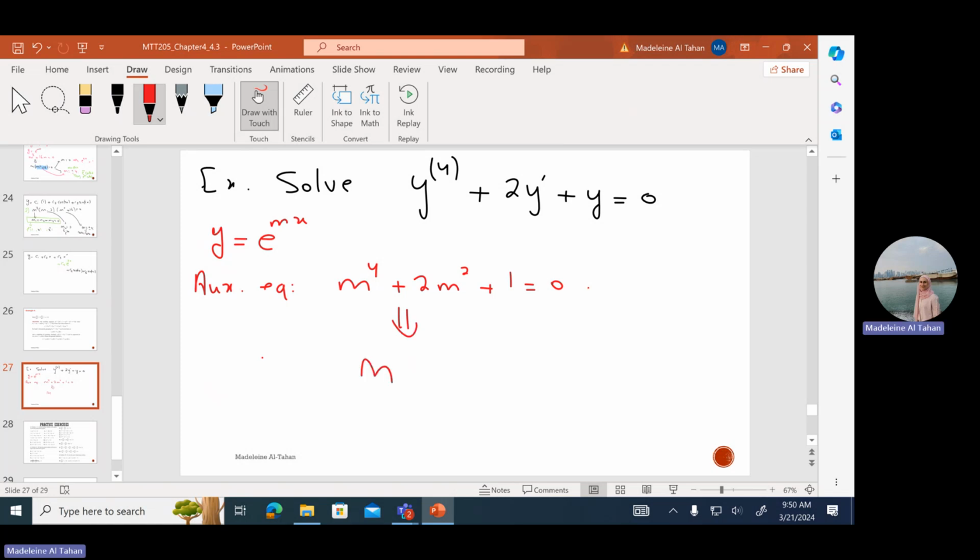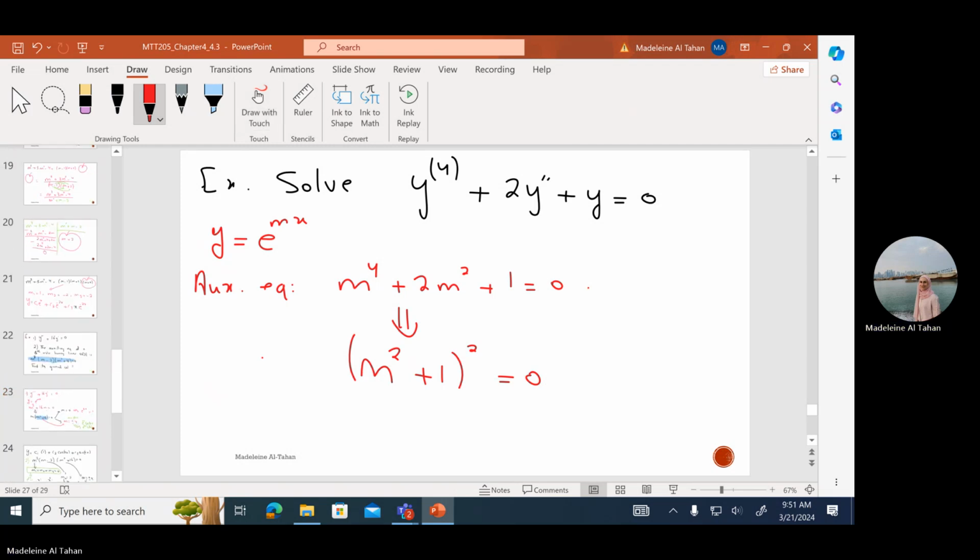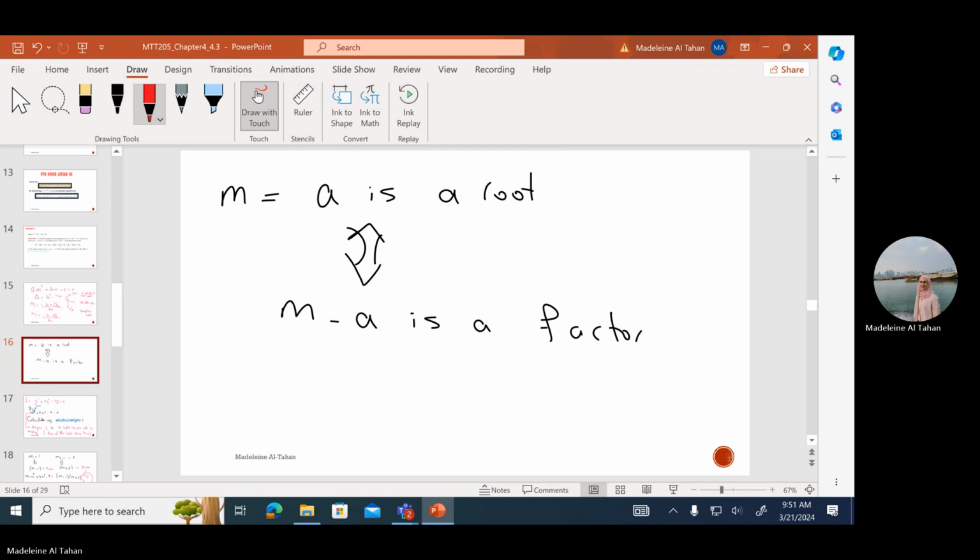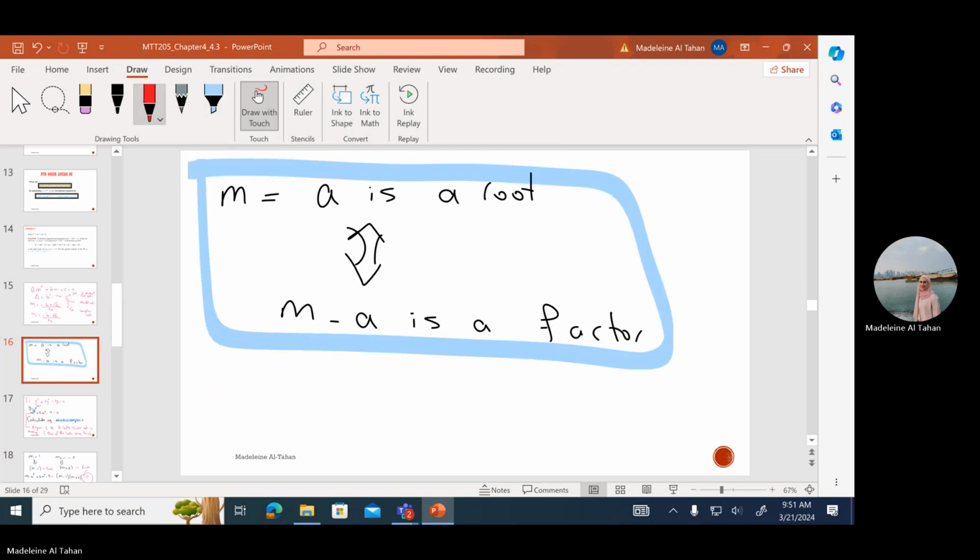Just wanted to say, I should have written a double prime. Please add this one as double prime. So this one is, can I write it as M squared plus 1 squared equal to 0? Please check if we can write it in this way. Are we able to write it in this way? Yes. This is a remarkable identity: a squared plus 2ab plus b squared is a plus b squared.